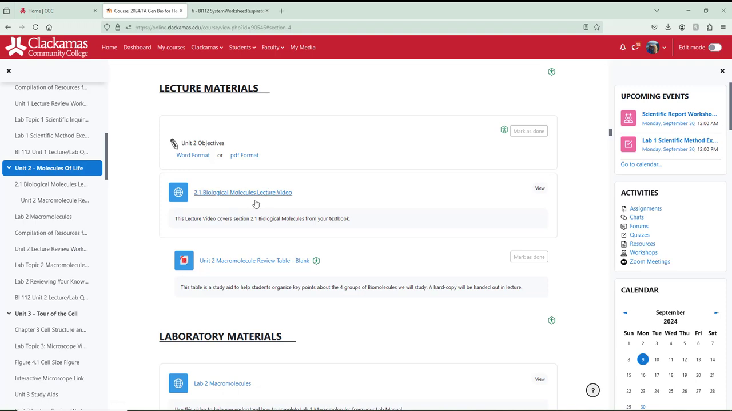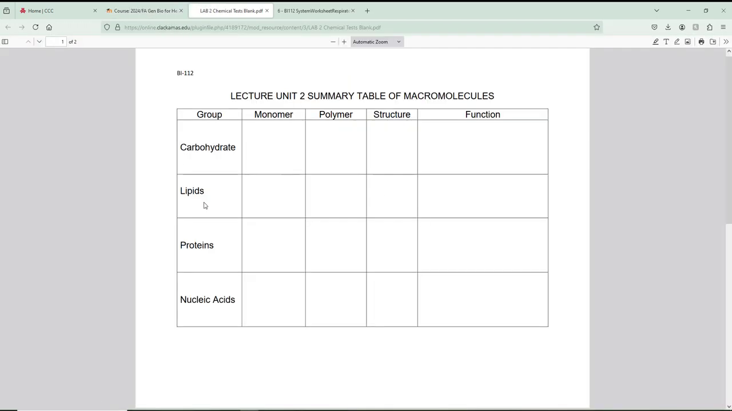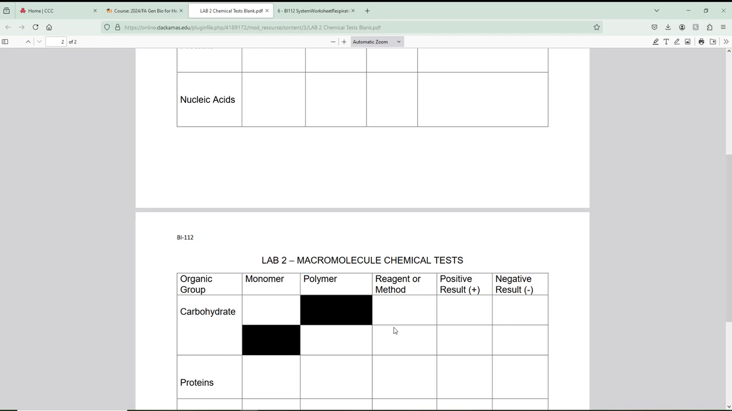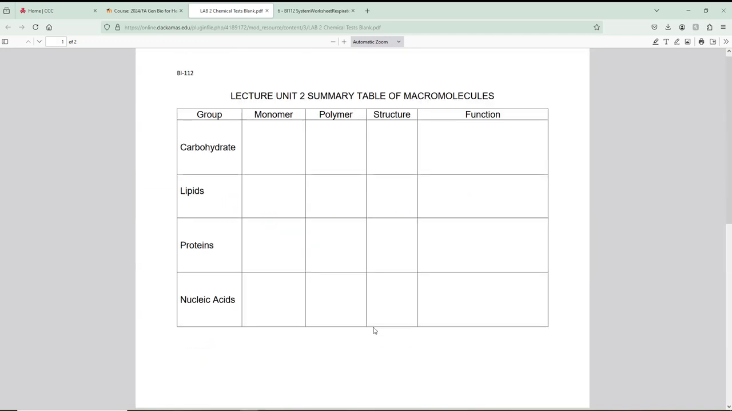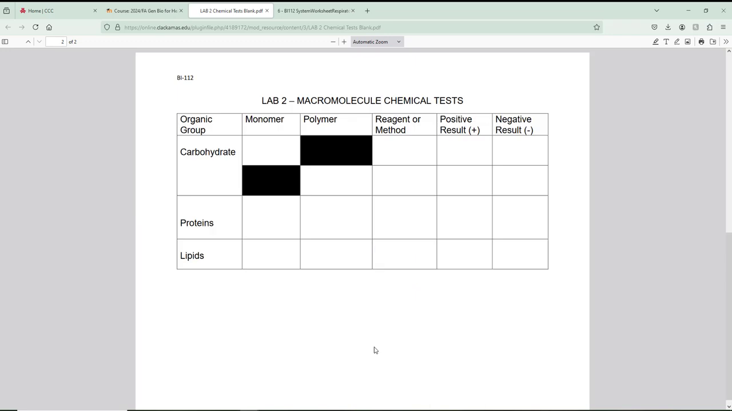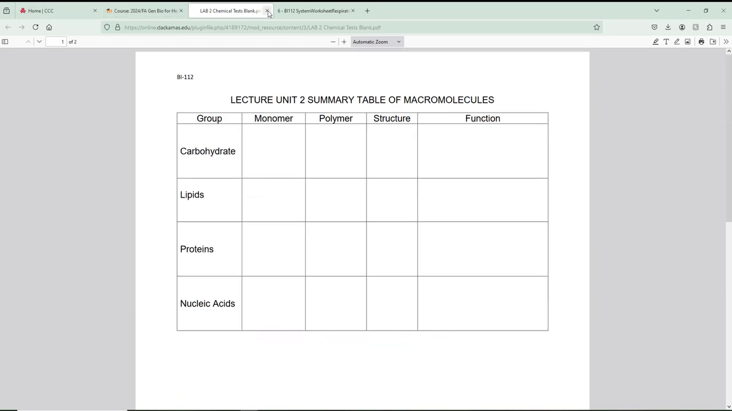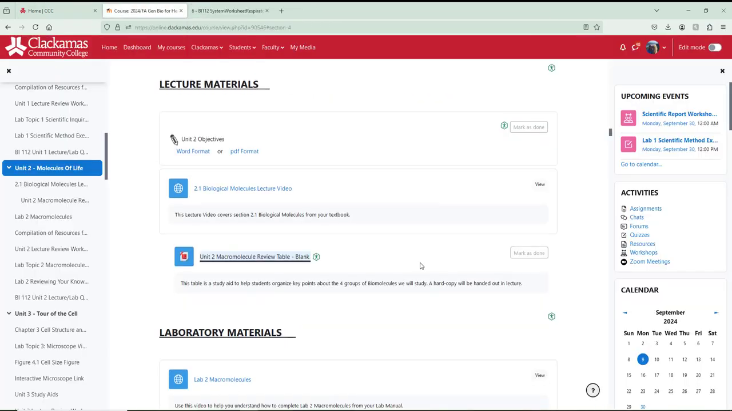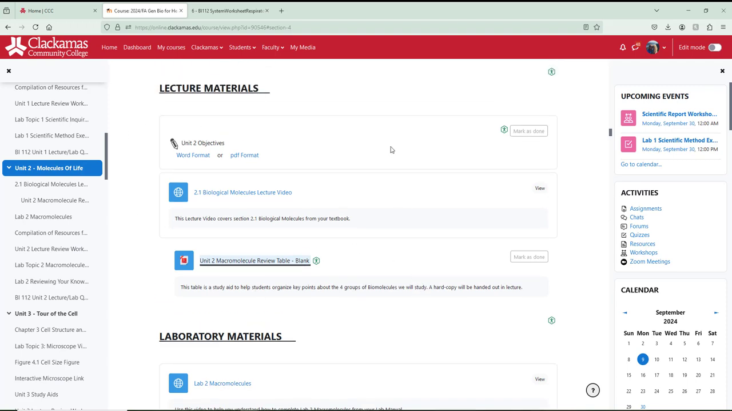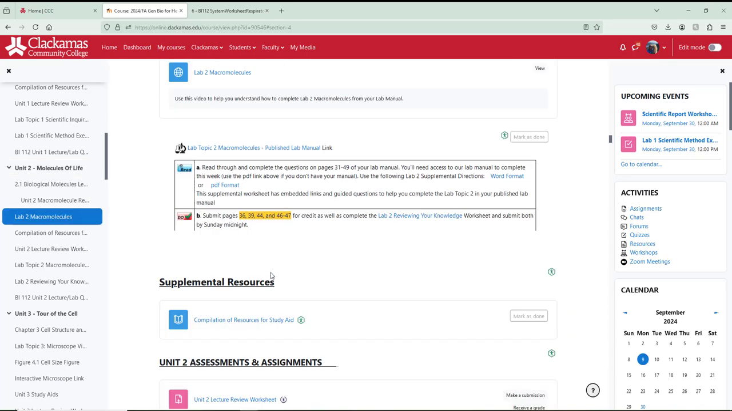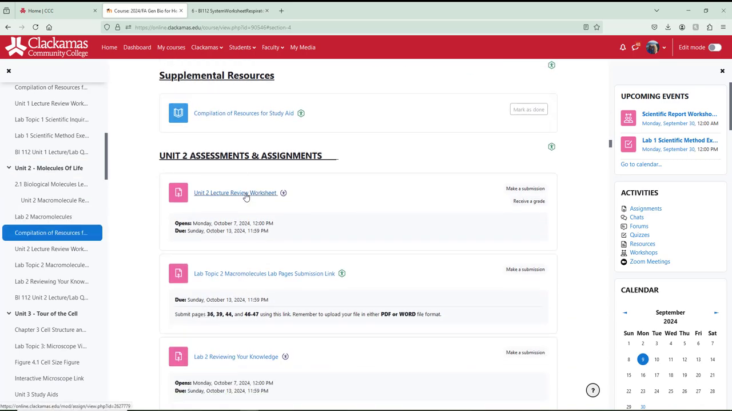So use the video and your textbook readings, and then the objective to help take notes on the information. There is an extra little table that you can use to help organize your notes that Jennifer Bowen added for you if you're interested. So you're welcome to use it if you want to. All right, so once you've completed the textbook readings and the lecture videos, we do have our lecture review worksheet.